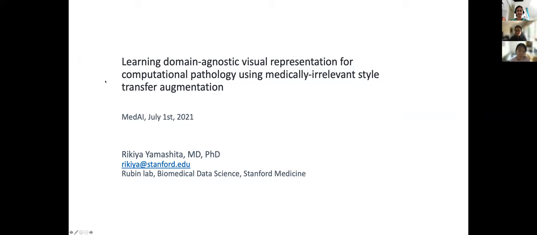My name is Rikiya, and I'm a postdoc in Rubin Lab. As Nanita introduced, I'm a former radiologist turned machine learning researcher. I'm interested in extracting knowledge from unstructured data like images and text, and that helps disease diagnosis, patient risk stratification, outcome prediction and so on.